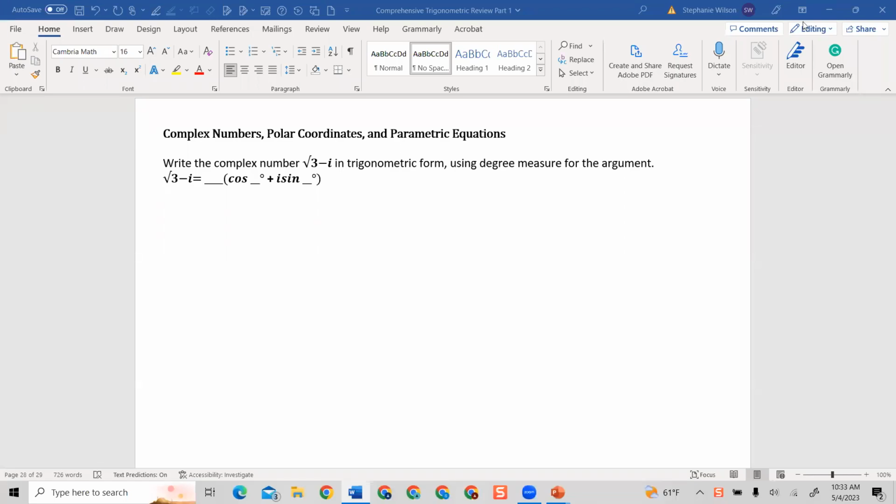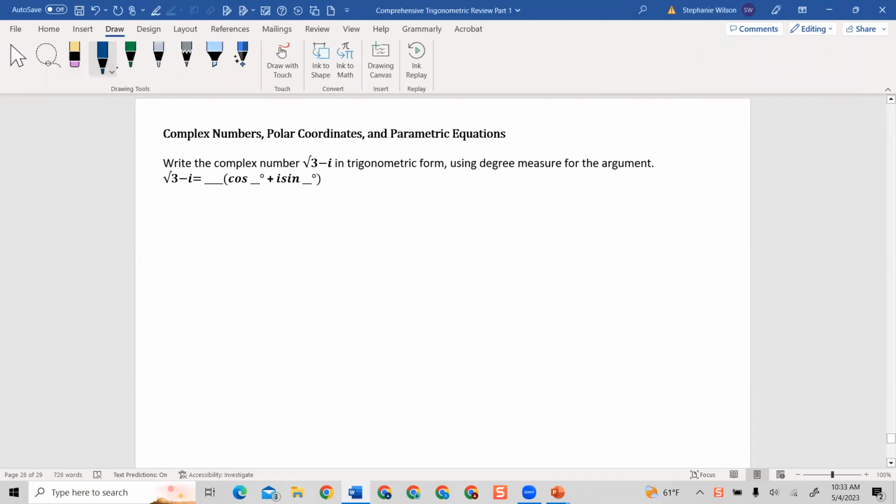Complex numbers, polar coordinates, and parametric equations. So we're given the square root of 3 minus i, where i is called the imaginary. In trigonometric form, we're going to use the degree measure for the argument. We're going to solve for the missing pieces here. I need to figure out what my r value is and what our angles are, and we're going to do it in degrees for this one.